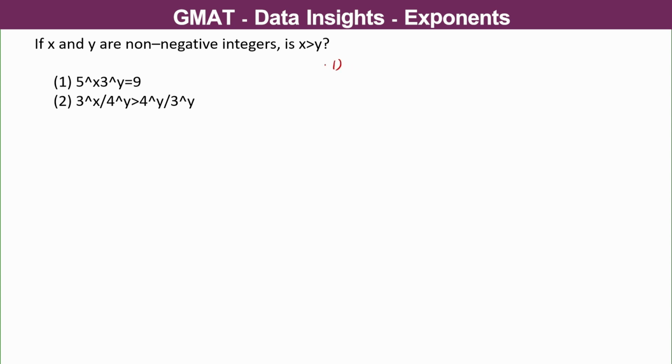The first statement says 5 to the power of x into 3 to the power of y is equal to 9. 9 is nothing but 1 into 3 to the power of 2. 3 squared is 9, and 5 can be written as 5 to the power of 0 into 3 squared. 5 to the power of 0 is 1. Therefore, x is equal to 0. Equating these both, you have y is equal to 2.